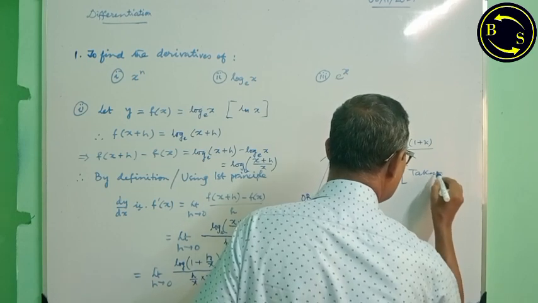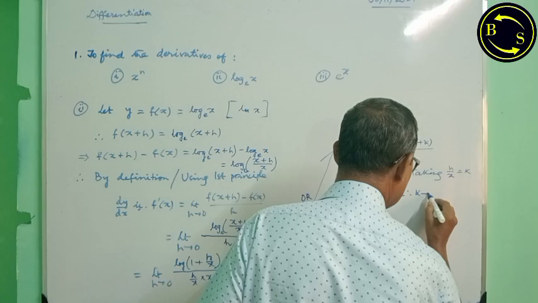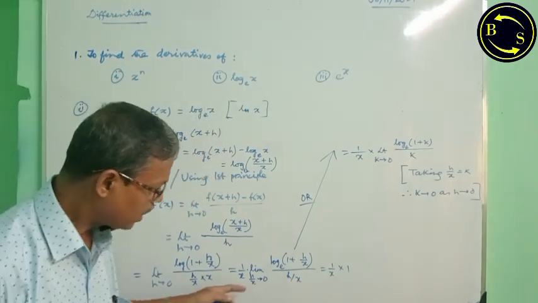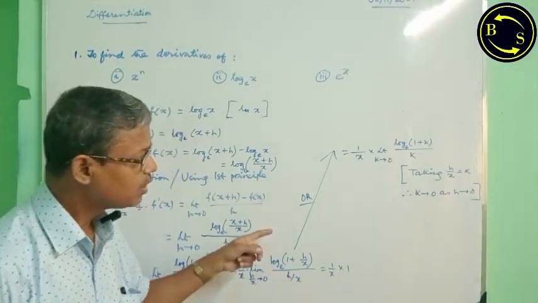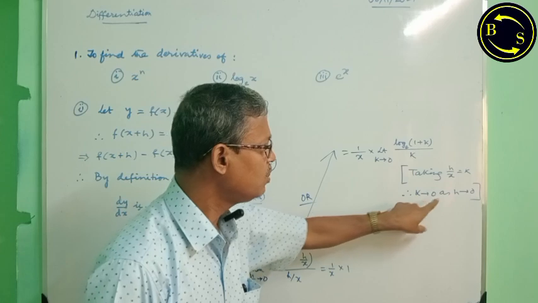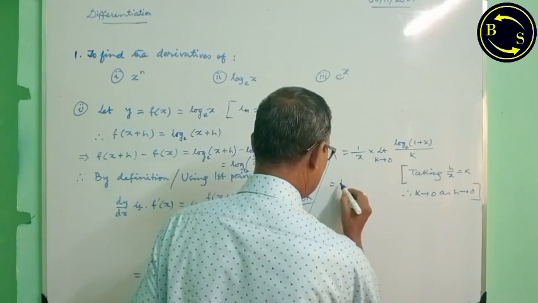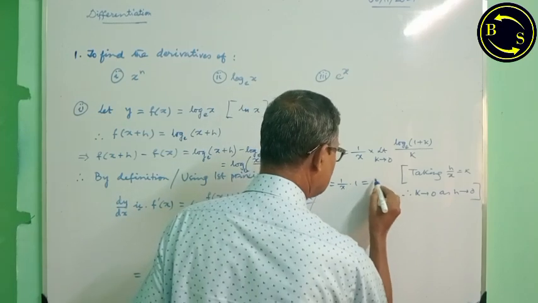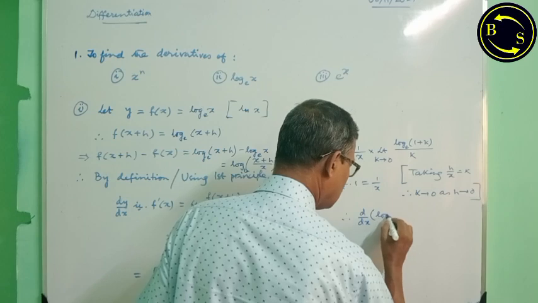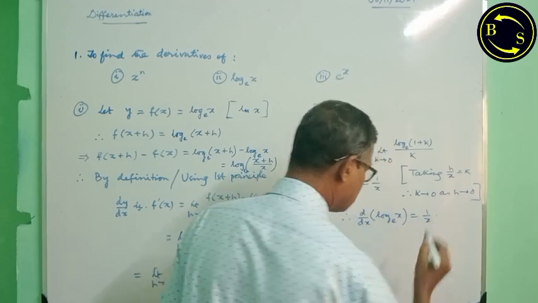taking h by x equal to k. Therefore, k tends to 0 as h tends to 0. We can use directly this one or showing the change in variable like this, h by x equal to k, then k tends to 0 as h tends to 0. We can write the standard limit. Therefore, it will be 1 by x into 1, that is equal to 1 by x. Therefore, final step, d by dx log x to the base e is equal to 1 by x.